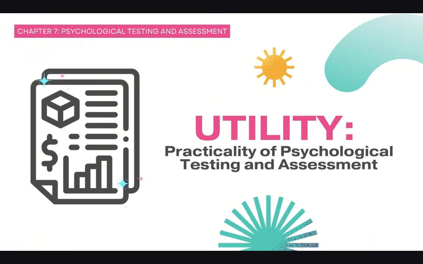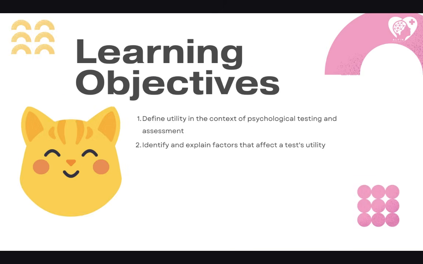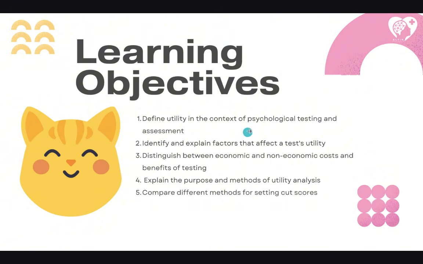But for now, let me introduce you to the learning objectives for this session. Hopefully by the end of this session, you'll be able to identify utility in the context of psychological testing, also identify and explain the factors that affect test utility, and distinguish the economic and non-economic costs and benefits of testing. Number four is you'll be able to explain the purpose and methods of utility analysis. And five, finally, you'll hopefully learn the main methods that people use to set cut scores.